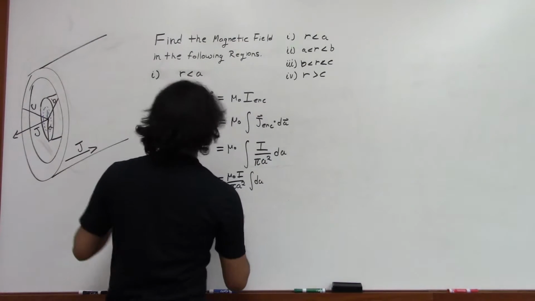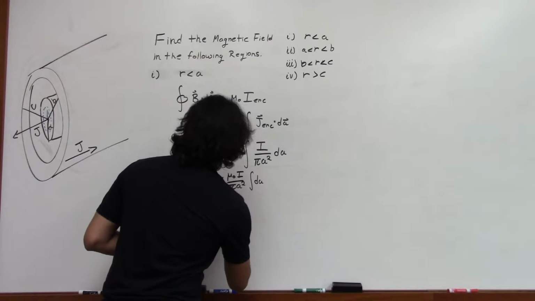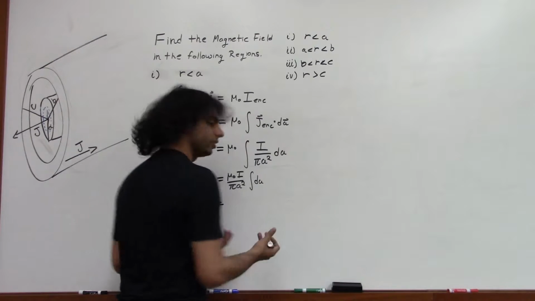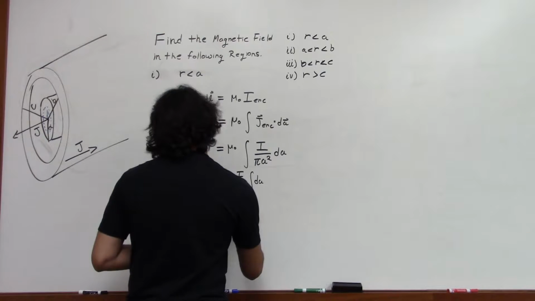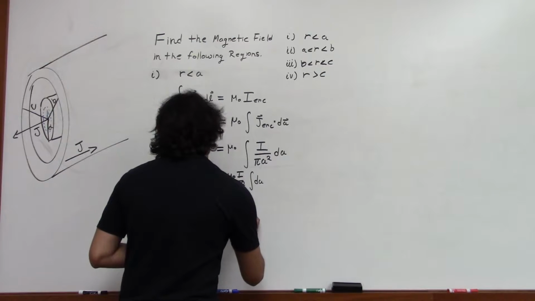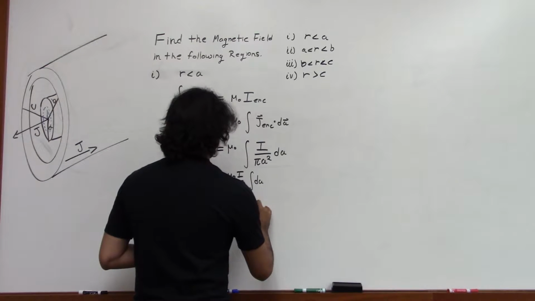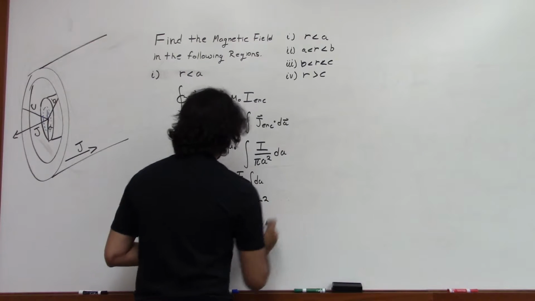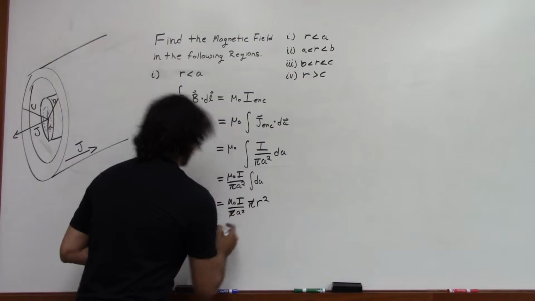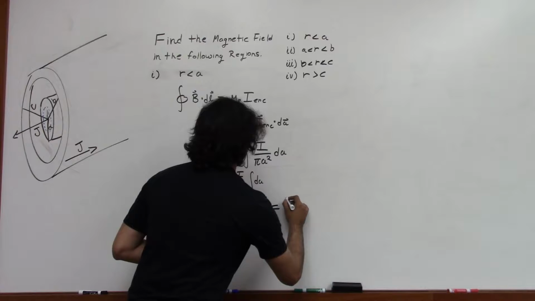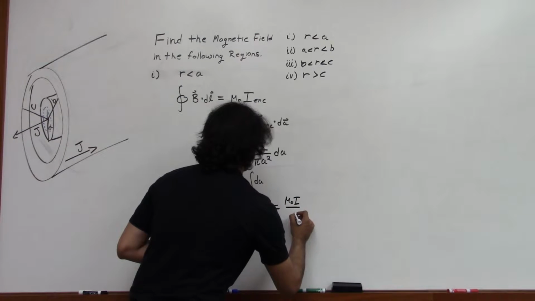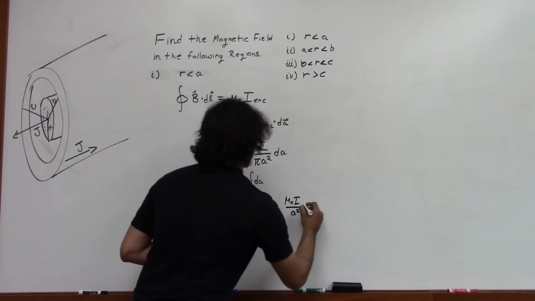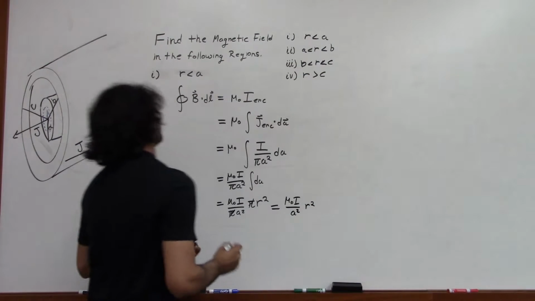This area is going to be, well, it's a circle, right? So we know the area for a circle. Mu naught I over pi a squared. That's just pi r squared. But nicely, the pi's cancel out, and I'm left with mu naught I over a squared times r squared.